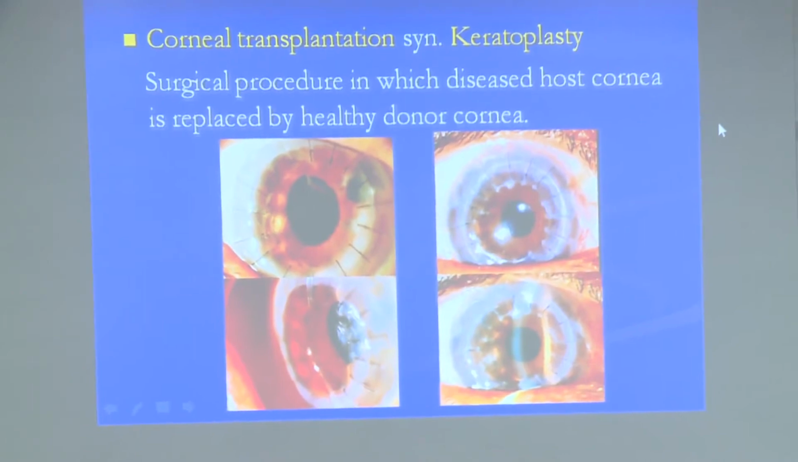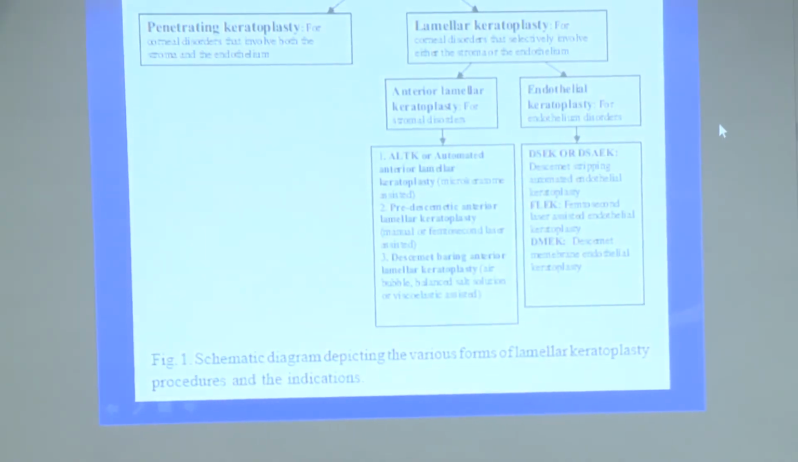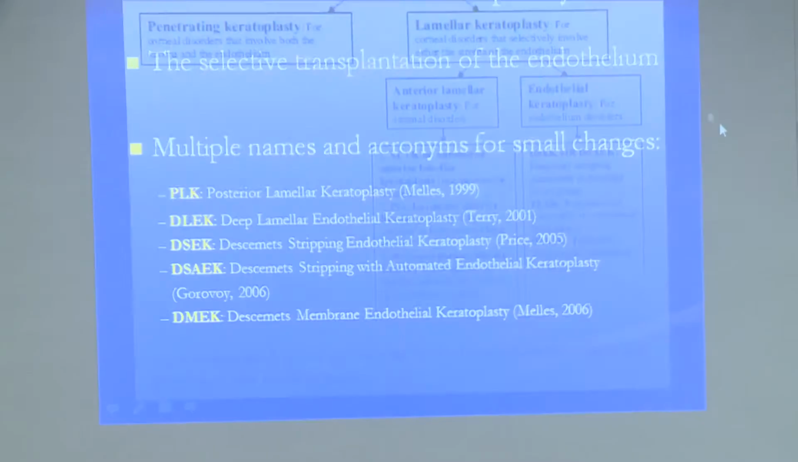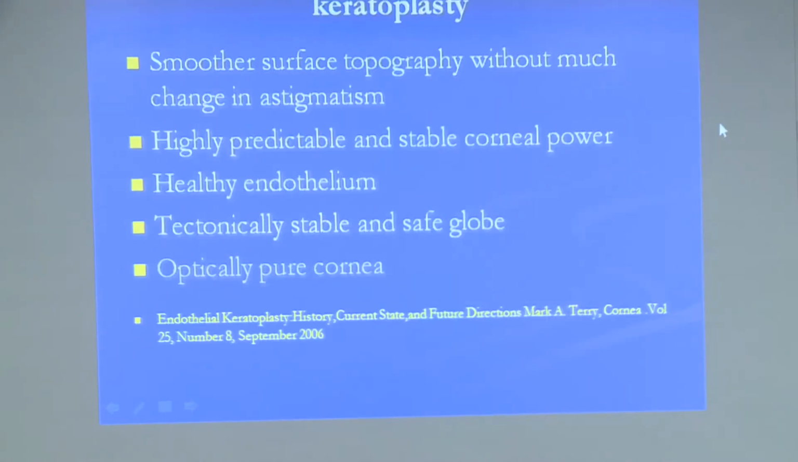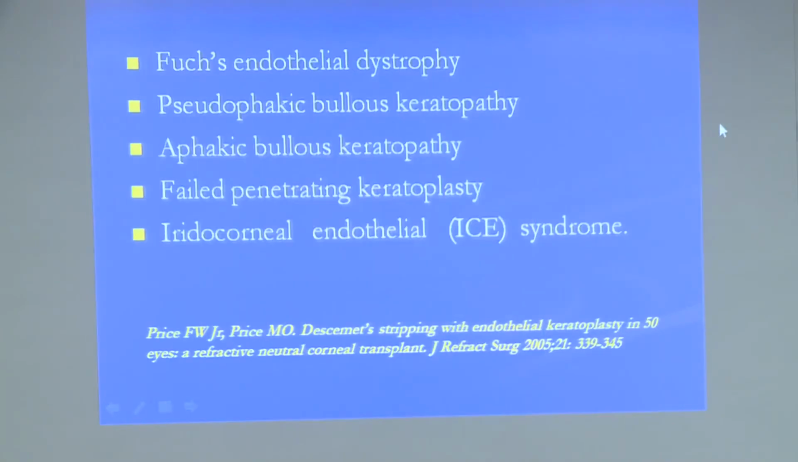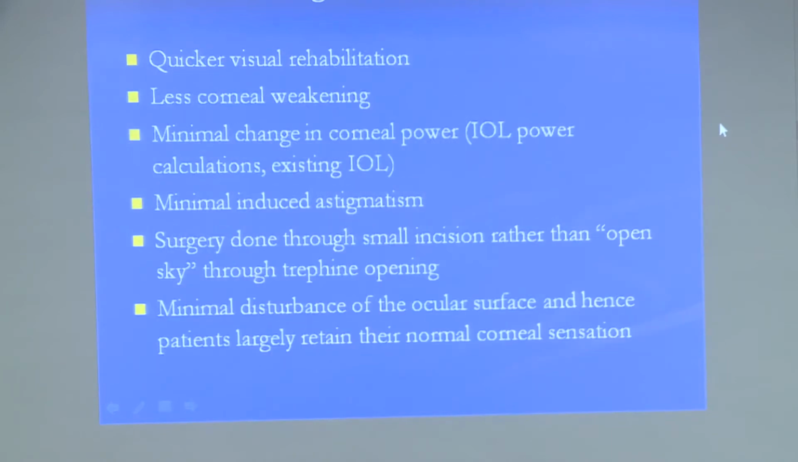Keratoplasty is a procedure where we do corneal transplantation, and we replace the diseased host cornea with a healthy donor cornea. We can classify it into penetrating keratoplasty and lamellar keratoplasty, and lamellar is further classified into anterior and endothelial keratoplasty. I will be speaking today on DSEK. The indications are endothelial dysfunction and corneal edema, and absence of visually significant stromal scarring. Conditions such as Fuchs endothelial dystrophy, pseudophakic bullous keratopathy, aphakic bullous keratopathy, failed penetrating keratoplasty, and iridocorneal endothelial syndrome are the indications.